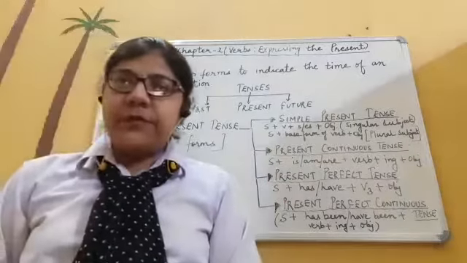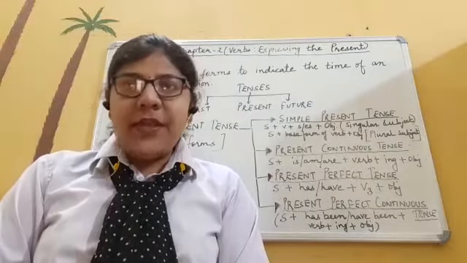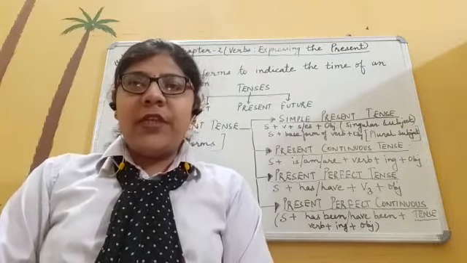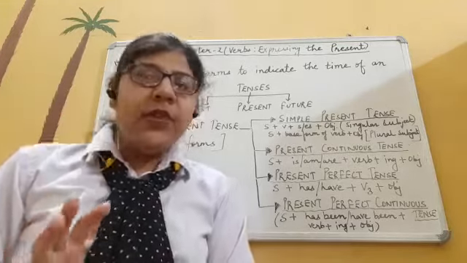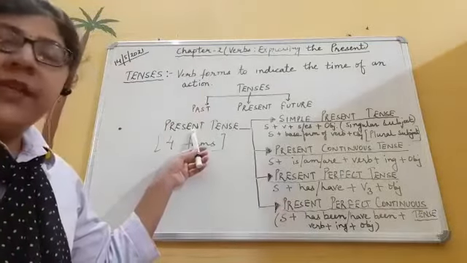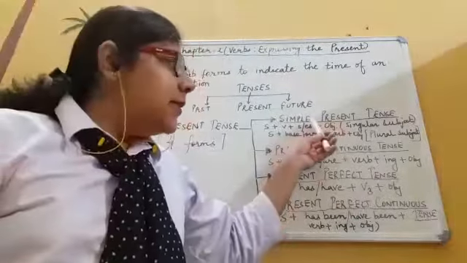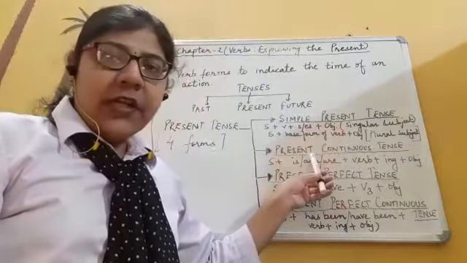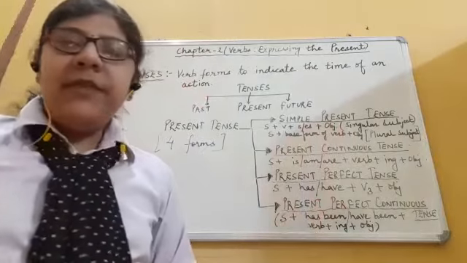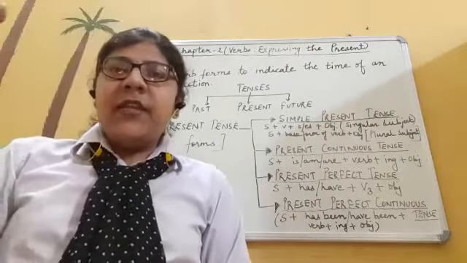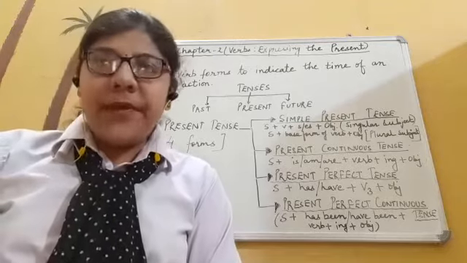Please remember that each of the 3 tenses, whether it is past tense, present tense or future tense, is divided into 4 forms. So present tense is also divided into 4 forms: simple present tense, present continuous tense, present perfect tense, and last, present perfect continuous tense. Let's quickly take one tense at a time. Let's start with the simple present tense.